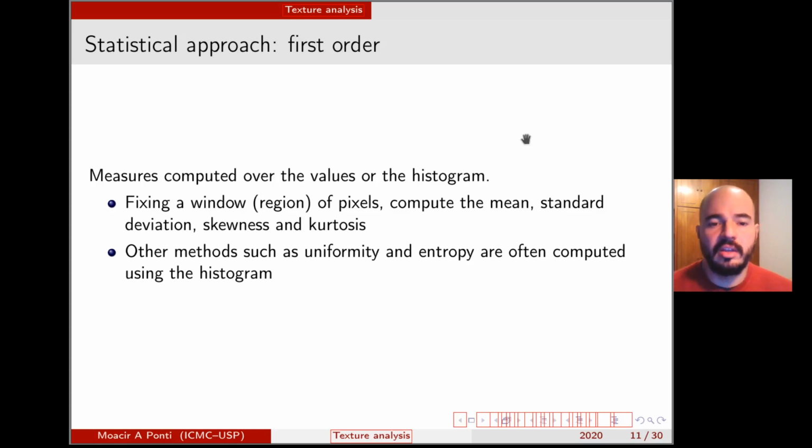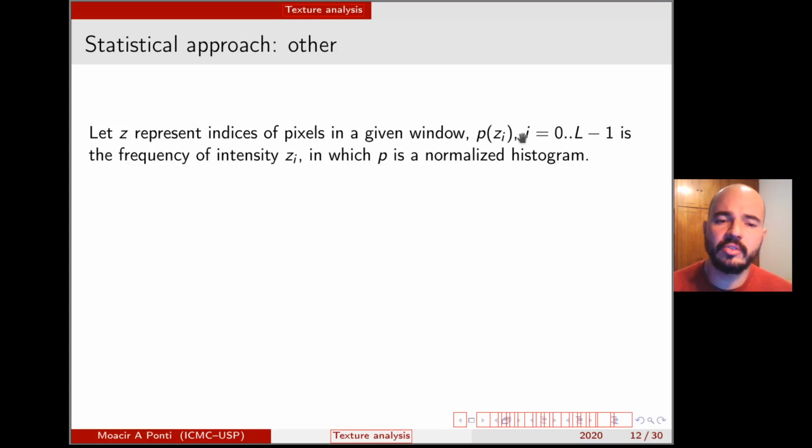So we can fix then a region of pixels. So for example, a window of size 5 by 5 or 9 by 9 and so on. And then inside that region, considering only those pixels, we can compute, for example, the first four statistical moments, the uniformity and the entropy. Because the uniformity and entropy are less common, I'm going to describe them.